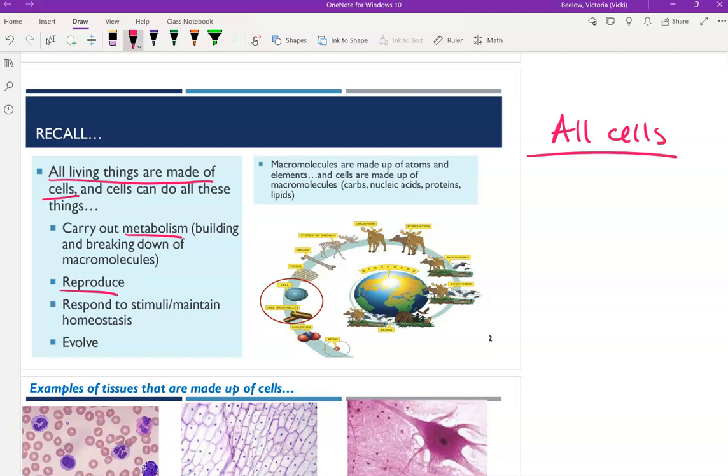And remember that all cells have these four things: DNA, a cell membrane, ribosomes, and the cytoplasm. All cells have those things. All cells are considered alive. All cells metabolize, reproduce, and develop and grow, respond to stimuli, maintain homeostasis, and evolve.